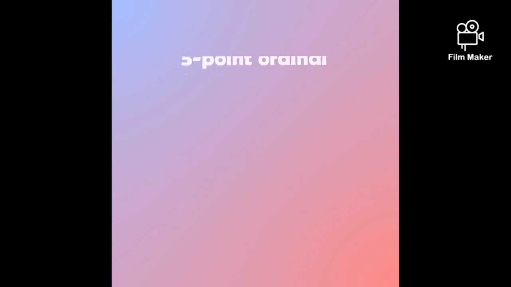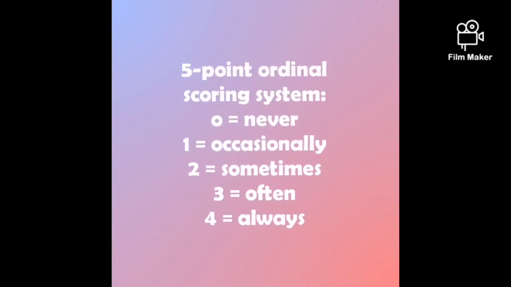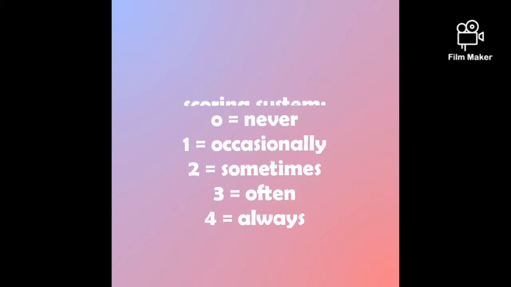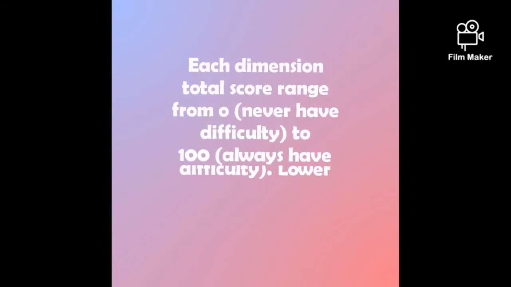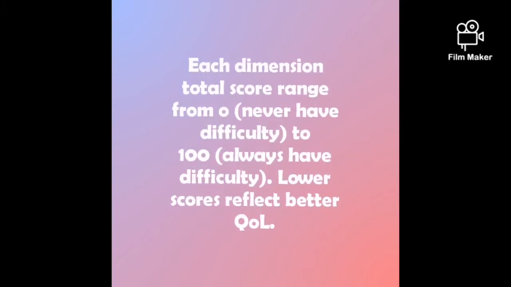Scoring. 5-point ordinal scoring system. 0 never, 1 occasionally, 2 sometimes, 3 often, and 4 always. Each dimension total score ranges from 0, never have difficulty, to 100, always have difficulty, and a lower score reflects better quality of life.